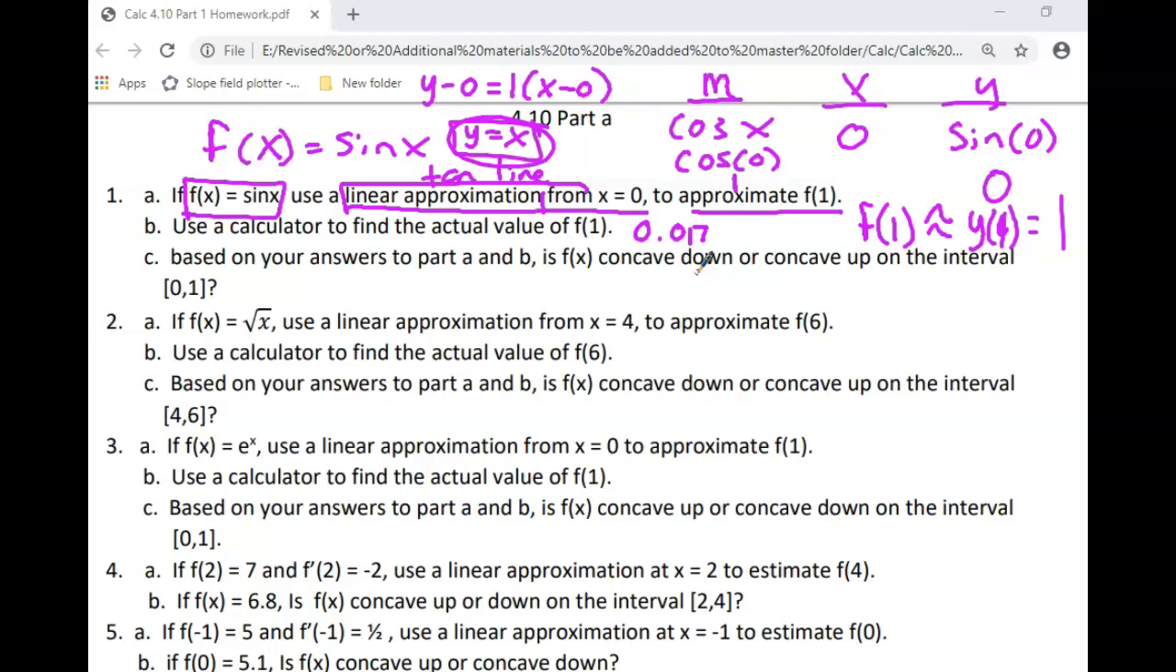So based on our answer to part A and B, would this be concave up or down? It would be down because my tangent line is higher than my curve.